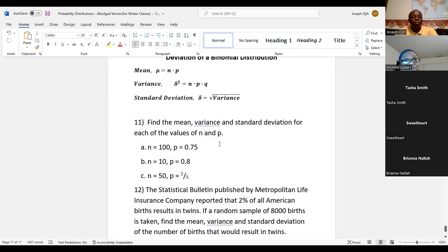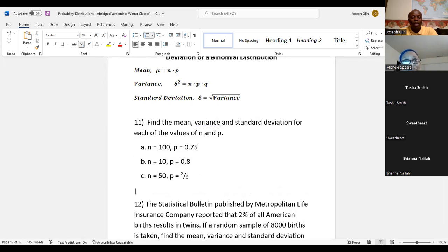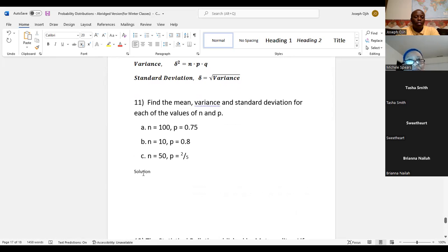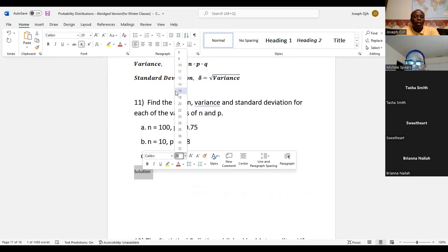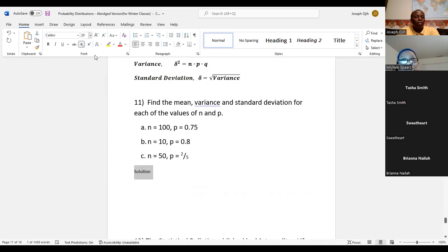So the first one says, this is so easy that I will do only one on this side. You will see. Solution. Now it says here to find the mean, variance, and standard deviation of each of the values of n. So let's try only part A because, like I say, it's just simple multiplication.